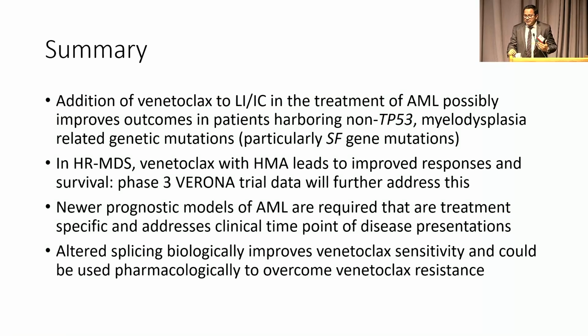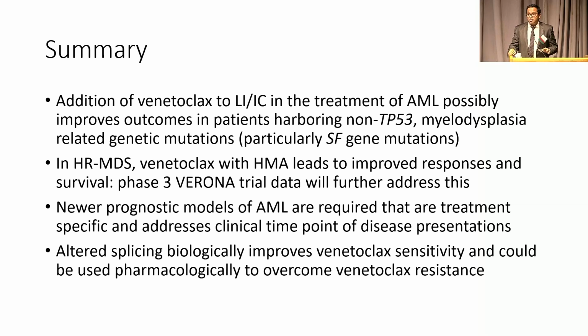So in summary, addition of venetoclax to low intensity and intensive therapy in treatment of AML and high-risk MDS leads to better outcomes, probably in patients with these type of secondary AML and MDS type mutations. The phase 3 Verona trial data will be important to understand if the combination is indeed good and to look at the correlative analysis from that study.